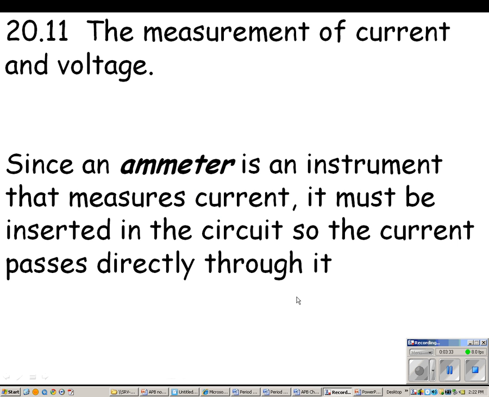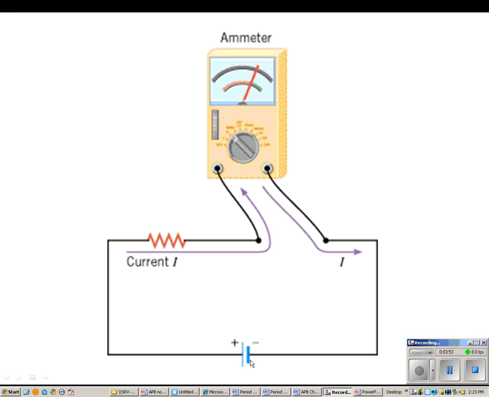The next section we're going to look at is how does an ammeter and a voltmeter work? So the measurement of current and voltage. And since an ammeter is an instrument that measures current, it must be inserted into the circuit so that the current passes directly through it. In other words, an ammeter is placed in series in the circuit. So here's a picture of that. We have this battery down here, and the electricity comes out of the positive side, goes through the resistor, comes through the ammeter, comes out, and we have the circuit. The ammeter is in series with the circuit.